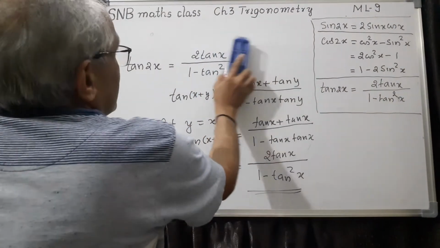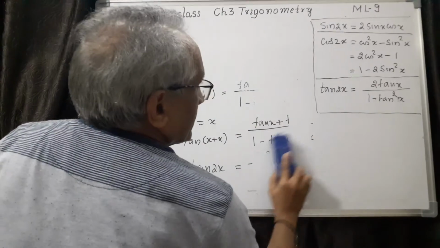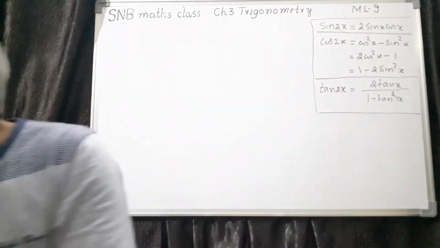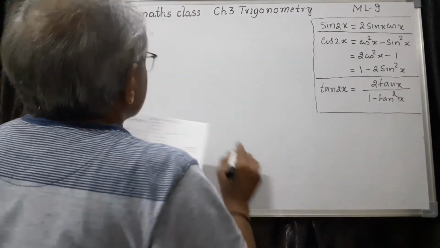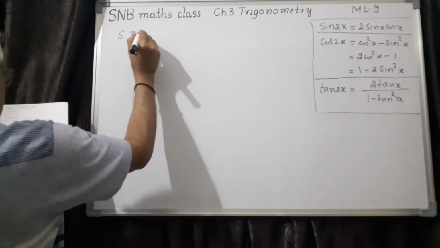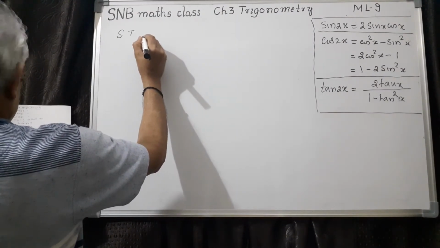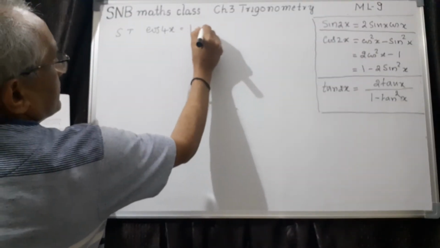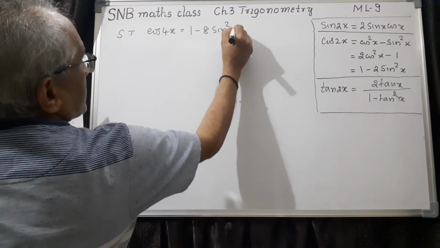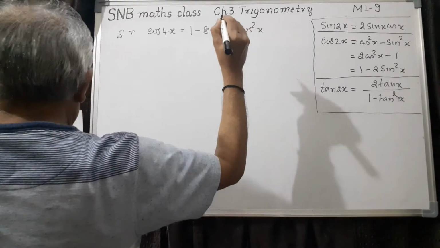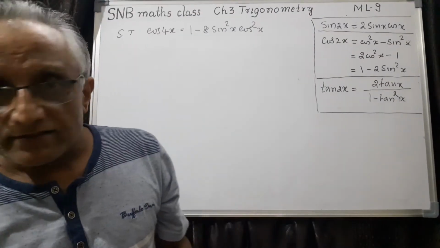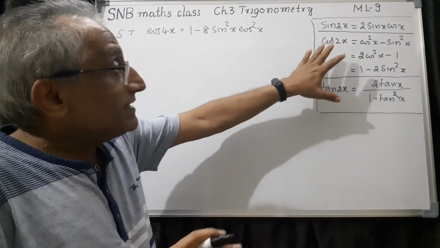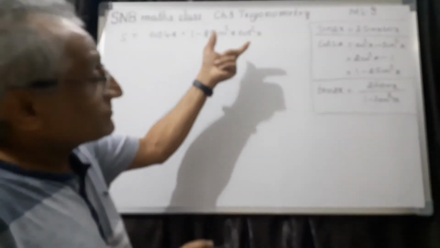Now let us work out a few examples from this one. Say, show that, first question is this, show that cos 4x equal to 1 minus 8 sin square x cos square x. This is your text exercise problem. So what is important here is, you have to apply the formula in a meaningful way. How you apply the formula and get this one, that is important.